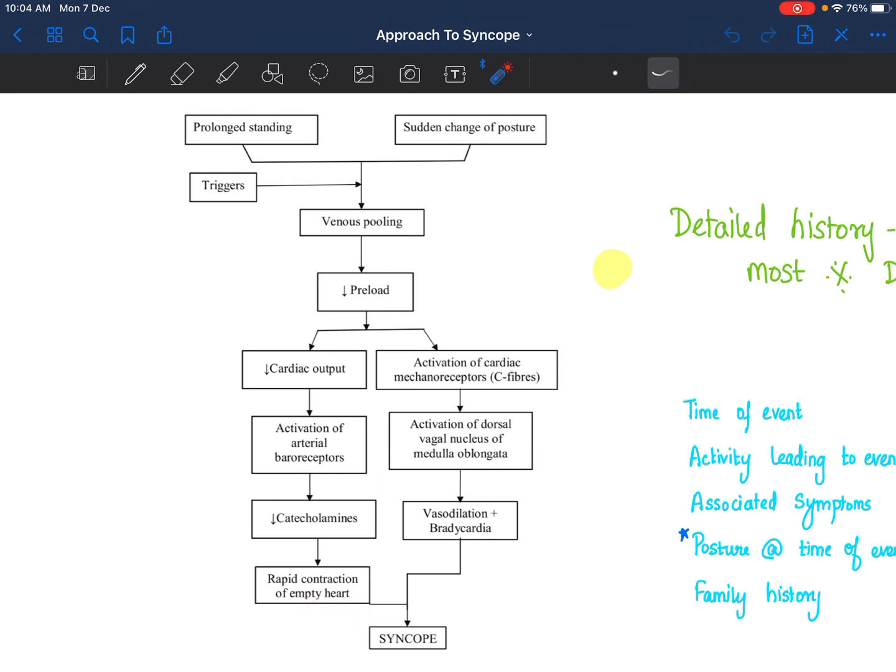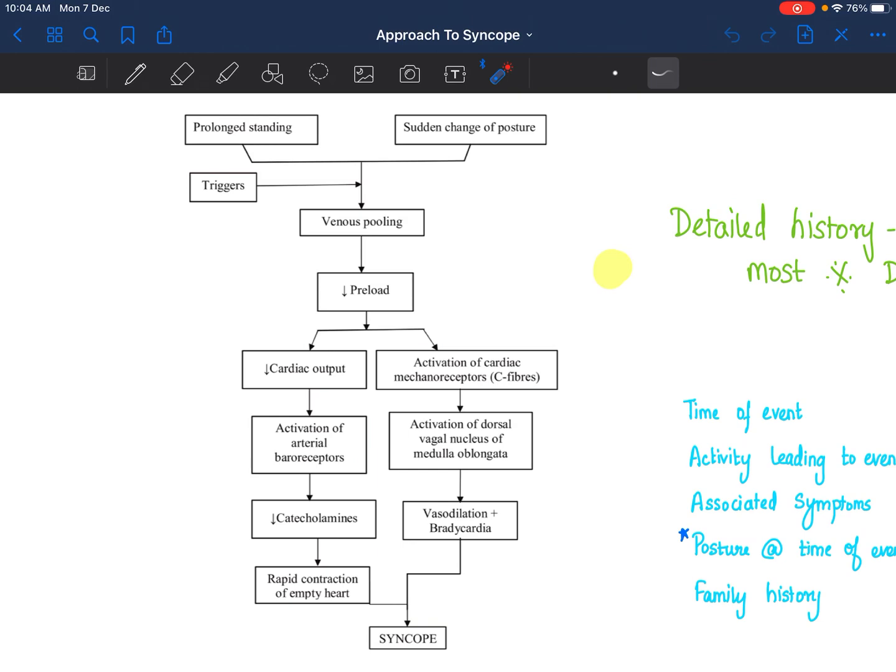On the other hand, decreased preload can also result in activation of cardiac mechanoreceptors, which results in activation of vagal nucleus, resulting in bradycardia in the face of a decreased preload. Both of them ultimately result in decreased perfusion to brain, ending up in syncope.